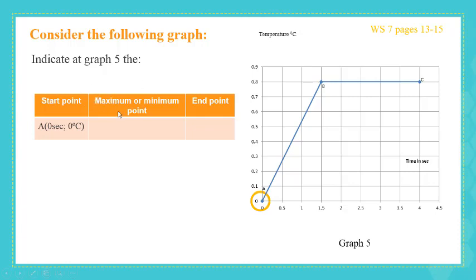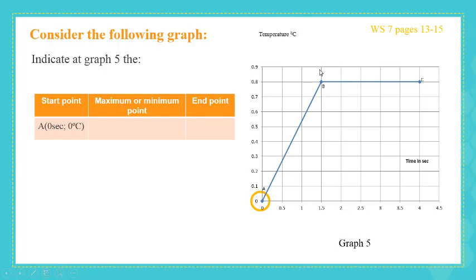Now, do we have a maximum or minimum point in this graph? To determine that, we ask ourselves, do we have increase then decrease in this graph? No. Do we have decrease then increase? Also no. But pay attention that the graph in this case increases, then it remains constant. So we consider that there is a maximum point, which is point B. Increase then remains constant, so this is the maximum point. Point B is the maximum point.